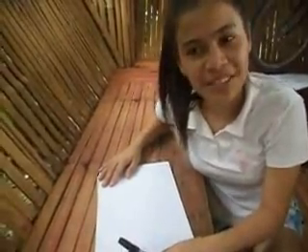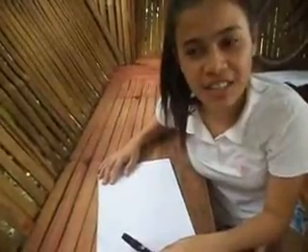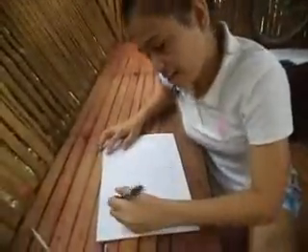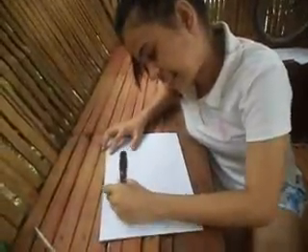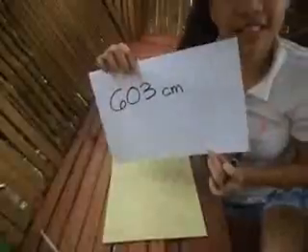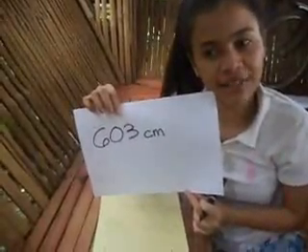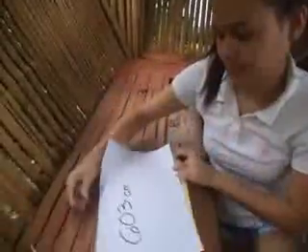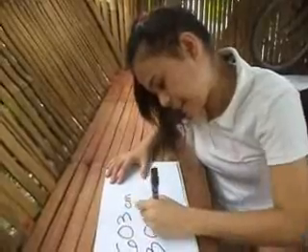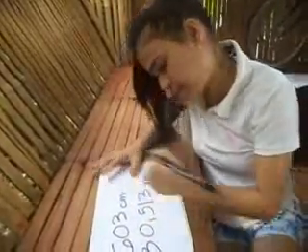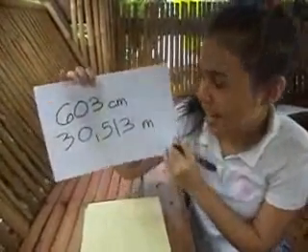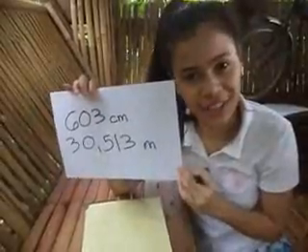Number 2. Zeros between non-zero digits are significant. So, 603 centimeter has three significant figures. 30,513 meter has five significant figures.